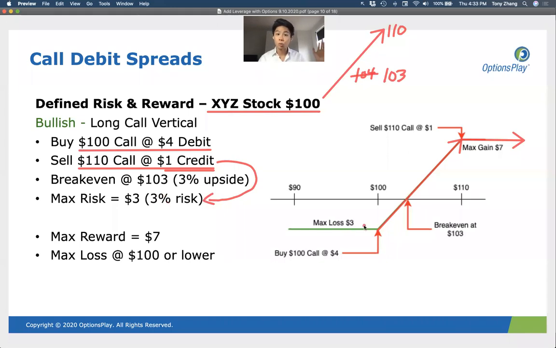So even if the stock drops to $97 or lower, I will not have any further losses on this particular trade versus if I had bought the stock. Does that make sense, everyone? Please type 3 into the chat if this makes sense to you.